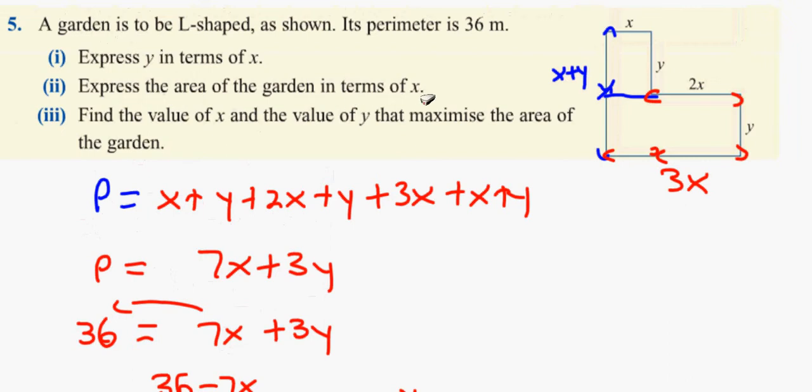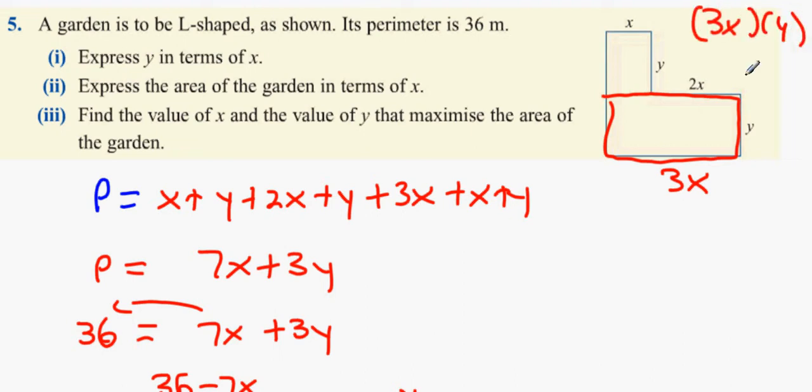Express the area of the garden in terms of x. Okay, so the area of the garden, I'm going to split it up into two different sections here. The first section is this rectangle here. This rectangle has a length of 3x and a width of y. Remember, area equals length multiplied by width, which is 3x multiplied by y, which is going to get me 3xy.